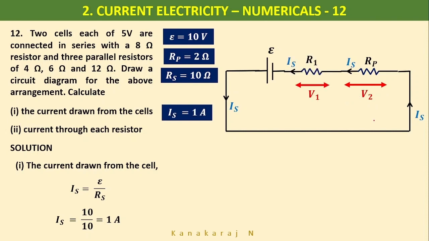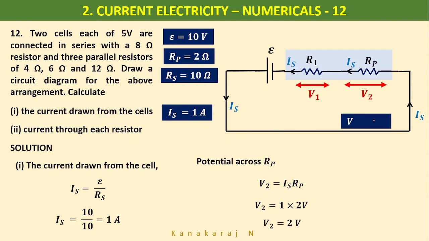Now, we are returning back to the original circuit. The one resistance right now becomes 2 resistances. Good. Potential difference across Rp equals V2, which is equal to Is into Rp. We have found Is as 1 ampere, Rp as 2 ohms. We already have this data. So V2 equals 1 into 2, 1 ampere into 2 ohm. We get V2 as 2 volt. When epsilon is 10 and V2 is 2, definitely V1 will be 8 volt. V1 equals epsilon minus V2. V1 equals 10 minus 2. V1 equals 8 volt. Good.